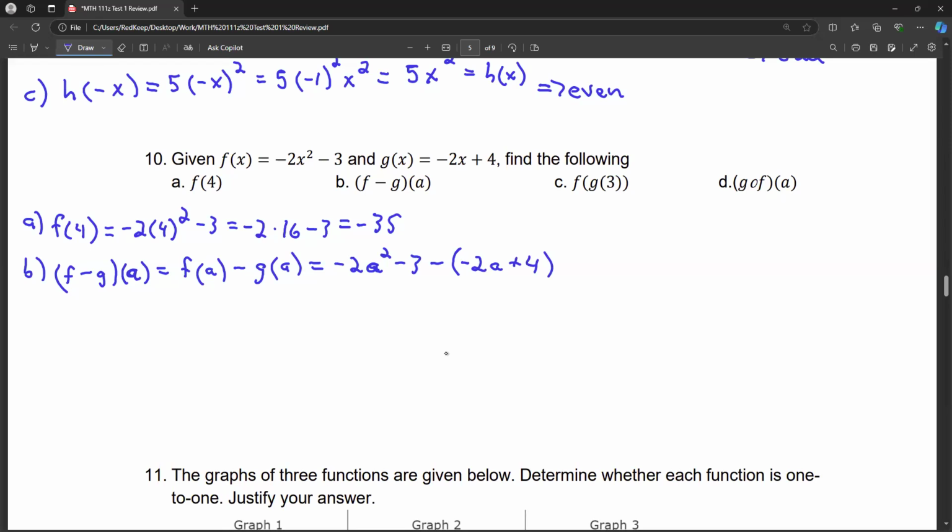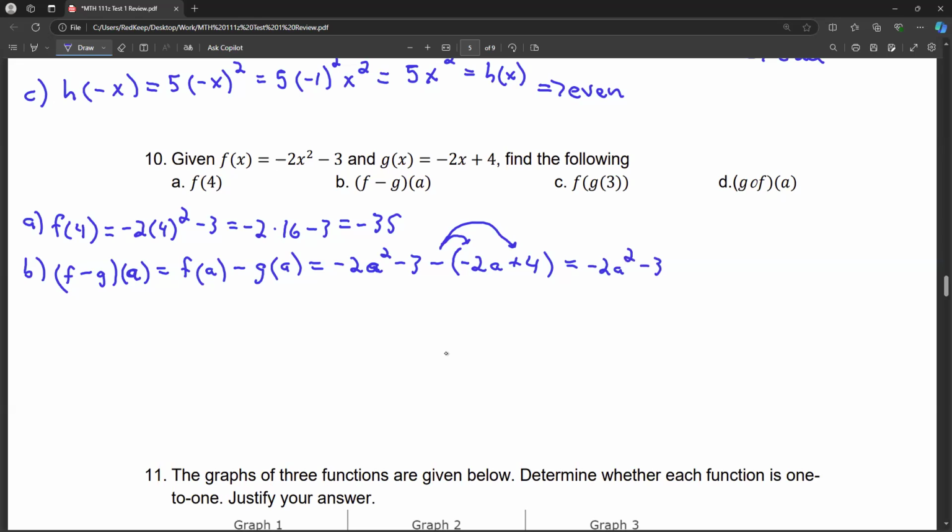Okay, so now I have this all written out. In this step, I can go ahead and distribute, right? I want to simplify and combine like terms if possible, but I think I want to go ahead and distribute this negative into the parentheses, both to the -2a and the +4. As a result, I get -2a squared minus 3. That's my first part of this.